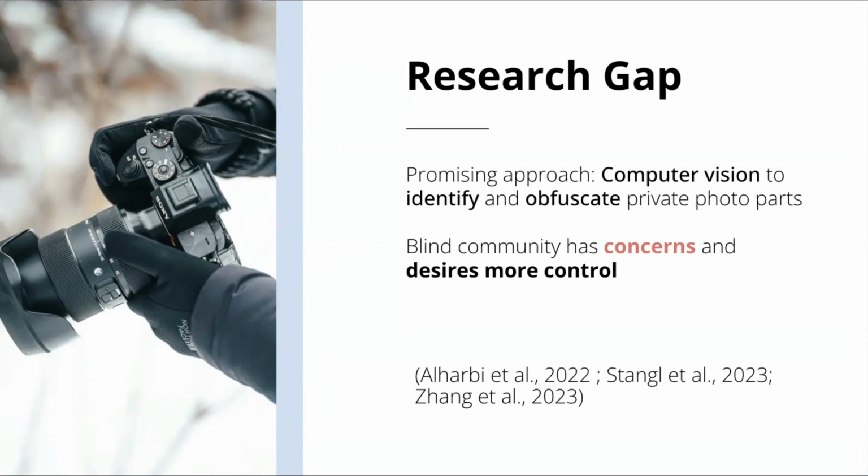Recent research has begun to explore privacy protection features for blind people to manage their visual content. One promising approach is to leverage computer vision to identify and obfuscate private photo parts. Here, obfuscation refers to the process of making these private parts obscure, such as by blurring or blocking them.